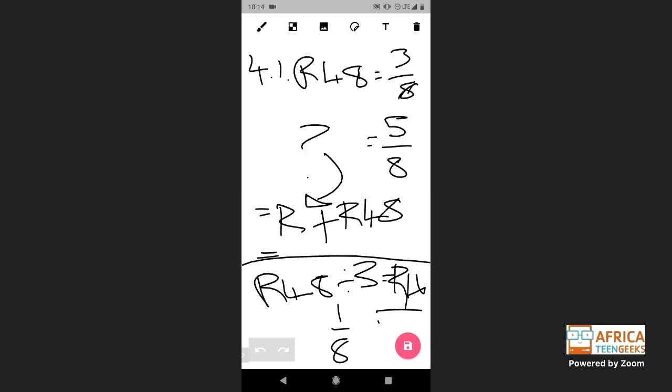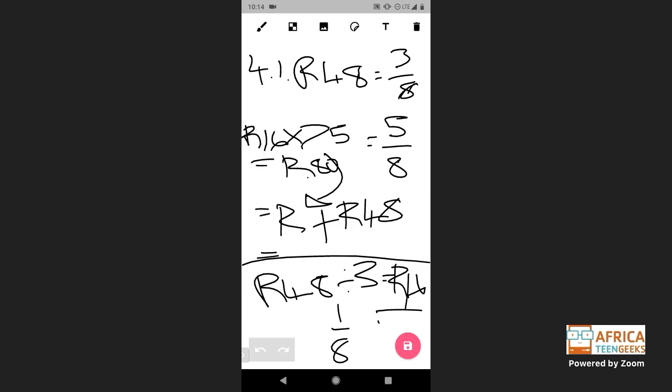Right. So now let's find our 5/8. When we find our 5/8, we'll say 16 multiplied by 5. And how much do we get? We will get 80. So our 5/8 equals 80, and our 3/8 equals 48.